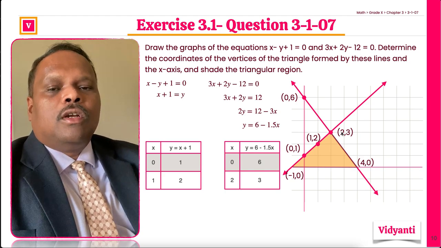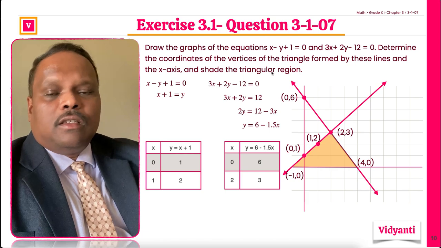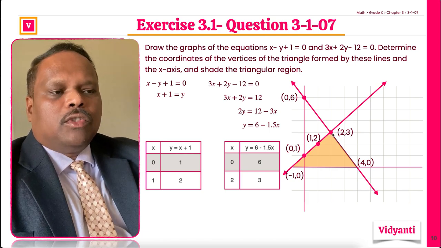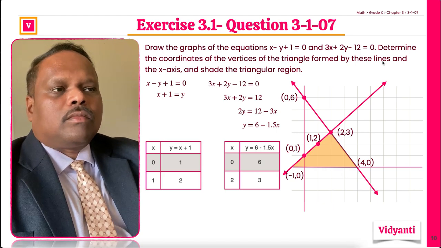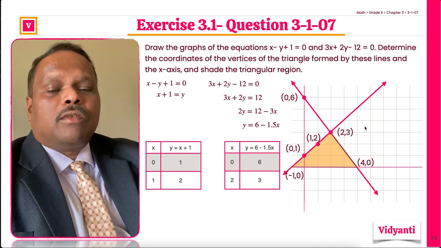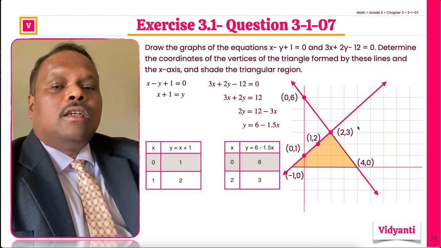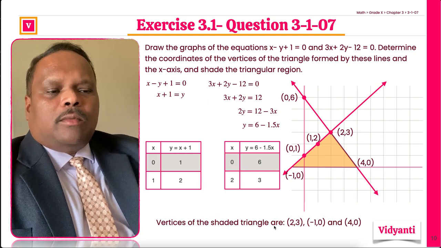There is no question of anybody deducting your points. Just make sure that something extra may or may not have been asked. If you just leave it here, remember in this question something extra was asked: the shading and the intersection with the x-axis. So please read the question carefully and check whether anything extra besides the solution and intersecting point has been asked, and solve the question accordingly. So the vertices of the shaded triangle are (2, 3), (4, 0) and (-1, 0).